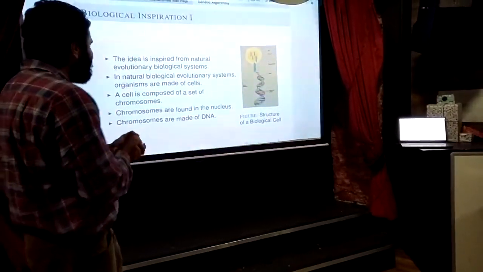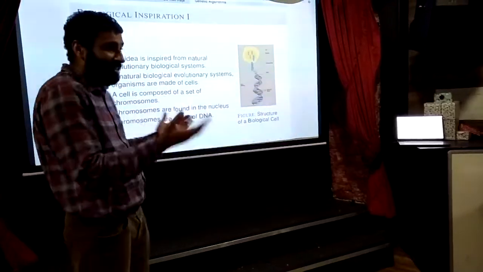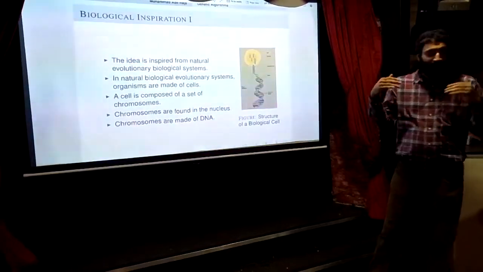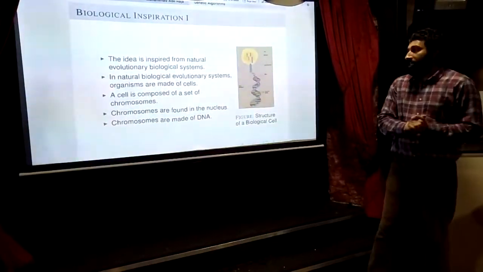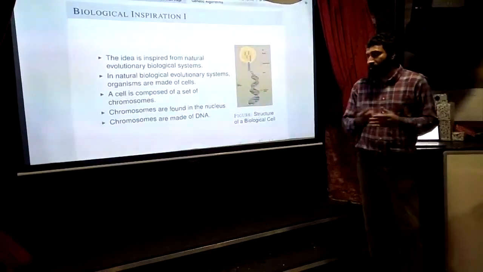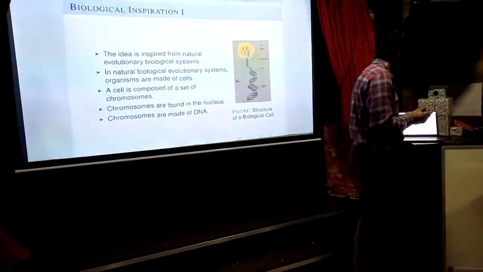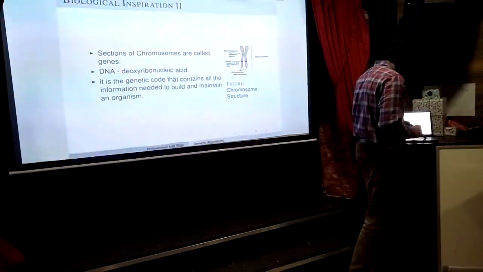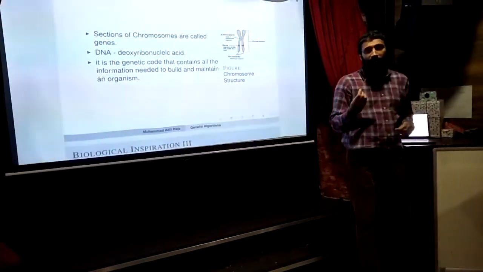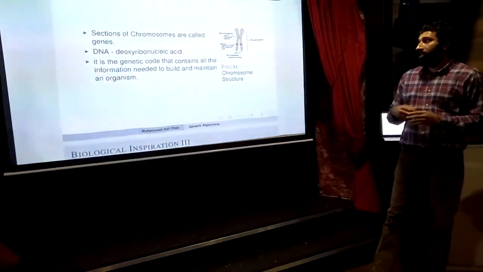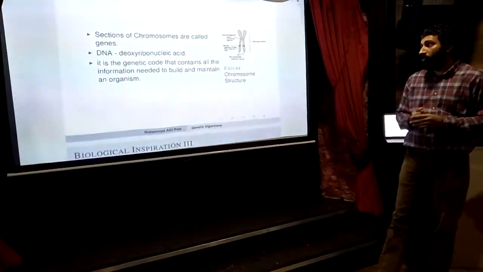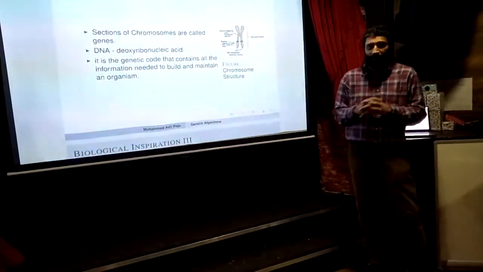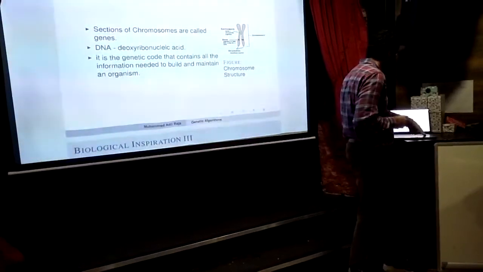In natural biological evolutionary systems, organisms are made of cells, and a cell is composed of a set of chromosomes. Chromosomes are found in the nucleus. Chromosomes are made of DNA, and sections of chromosomes are known as genes. DNA is short for deoxyribonucleic acid. It is a genetic code that contains all the information needed to build and maintain an organism. So what does this all mean?